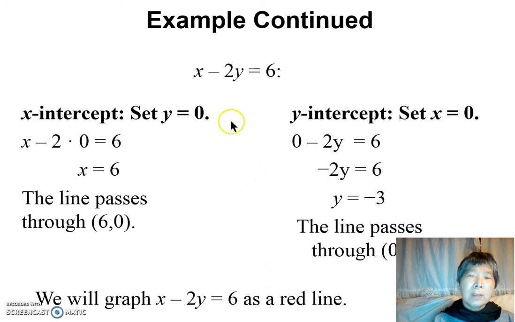The next equation, x - 2y = 6. To find the x-intercept, set y equal to 0, x equals 6. To find the y-intercept, set x equal to 0, y equals minus 3. So we will graph x - 2y = 6 as a red line.